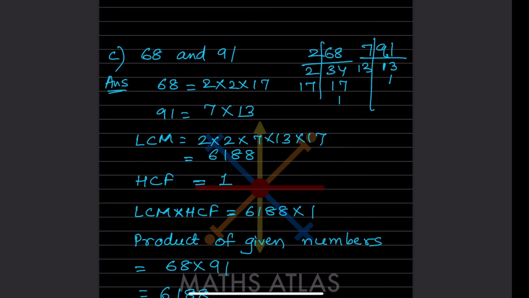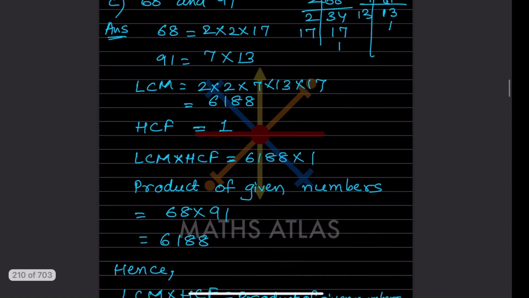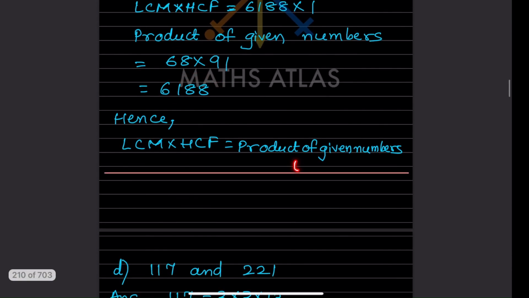And HCF for this one, again you can see, since you don't have anything common, but there is always 1, the number itself. Whenever you have any number, you can multiply by 1. Hope that is clear. 1 will always be there in every number. So here this is going to be 1. The HCF is 1. Hope you got this, it is very important. So here LCM into HCF will be 6188 into 1, and the product of these two numbers is given as 6188.